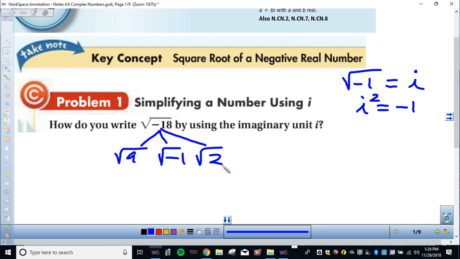What's the square root of 9? Square root of 9 is 3. What's the square root of -1? Square root of -1 is i, and you can't evenly take the square root of 2, so you leave it alone. So we're going to simplify these square roots at the beginning of the lesson and then move on from there. With the complex numbers, we're going to add, subtract, multiply, and divide them.